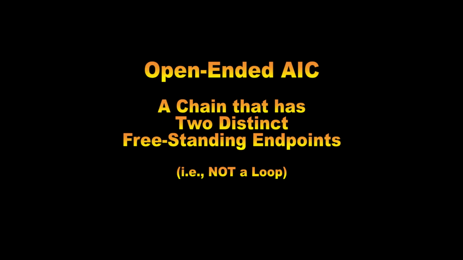Hello and welcome back. Today will be the first of 5 tutorials on open-ended AICs. And by open-ended, I simply mean that the chain has 2 distinct freestanding endpoints, as opposed to being a loop. Because don't forget, loops are AICs too. The links in a loop alternate just like they do with an open-ended AIC.